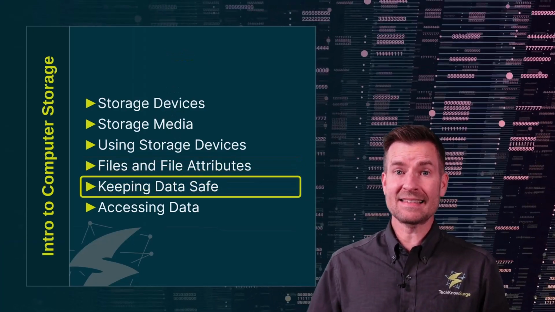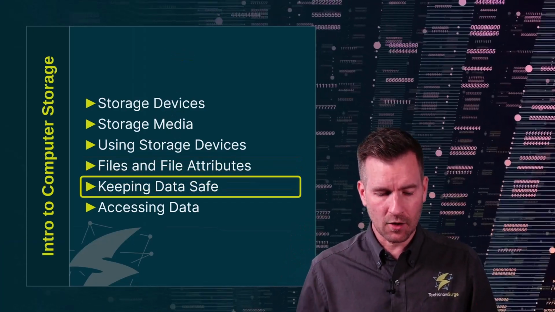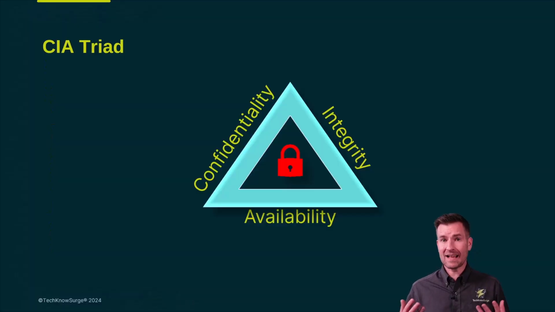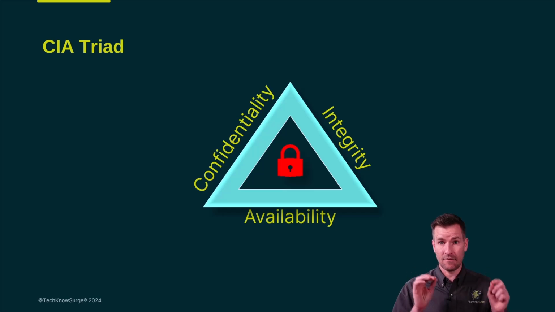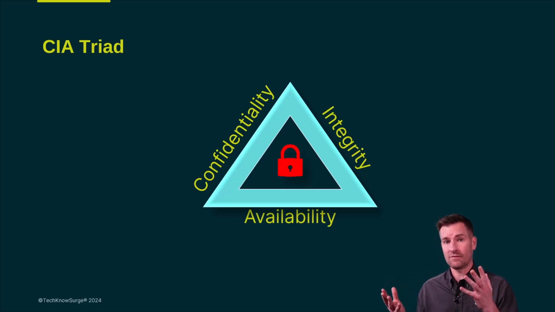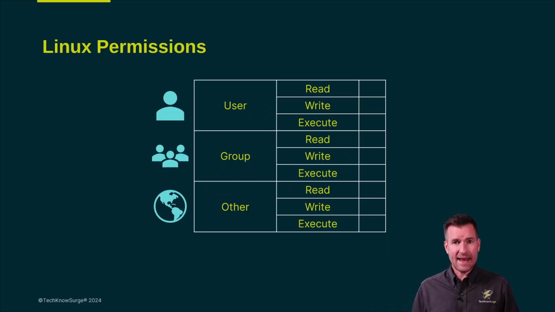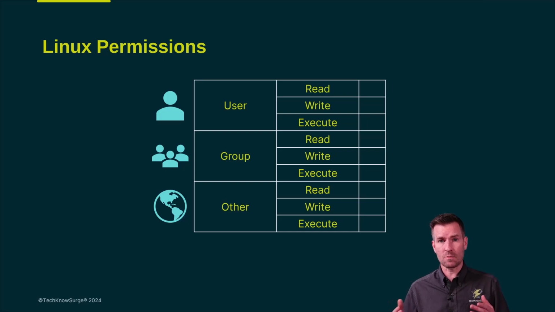And keeping data safe has become a big priority. So we started talking about how do we keep data safe. And when it comes to safety, we want to keep things confidential, we want to keep a certain level of integrity, and we want to keep a certain level of availability. And how we use things like file and folder permissions on users and groups to be able to lock out those files and folders so certain people can't view them.